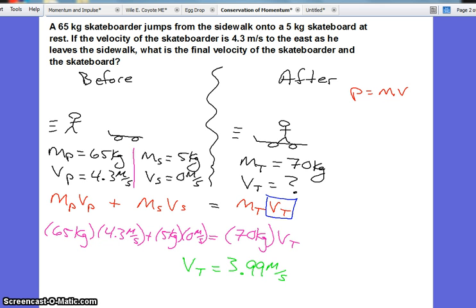meters per second. And we want to stand back and see, does that make sense? As the skateboarder lands on the skateboard, the mass increases, and so therefore the velocity must decrease if momentum is conserved. So it would make sense that it would be less than 4.3, and that's what we got, 3.99.